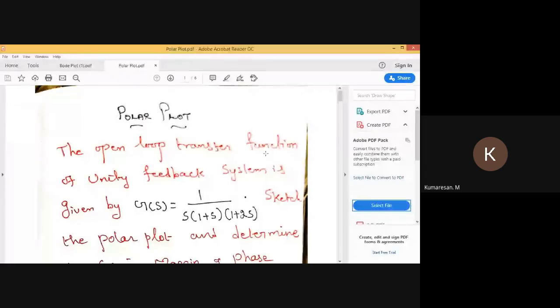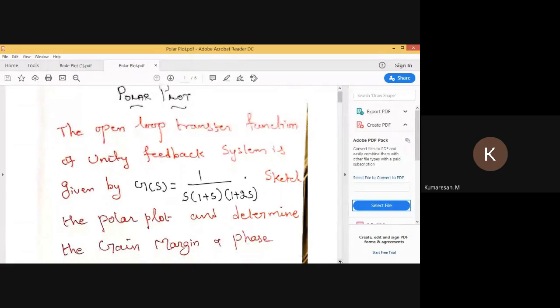So now we are going to see about polar plot. Very good afternoon, dear student. From the polar plot, we are going to find out phase and gain margin. So this is the given problem.